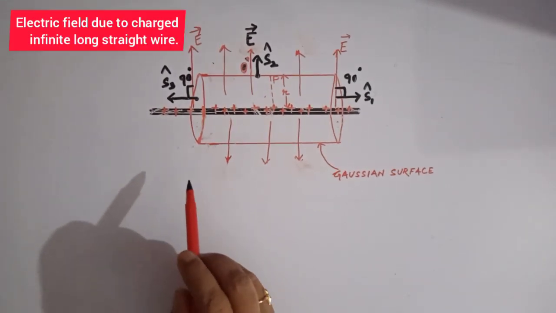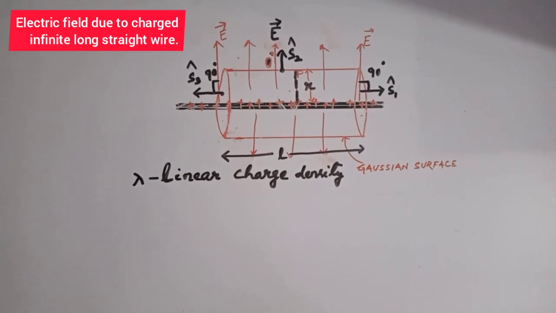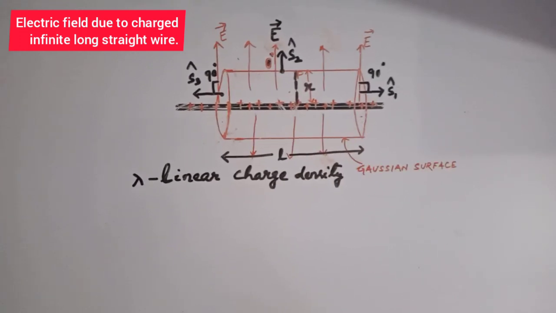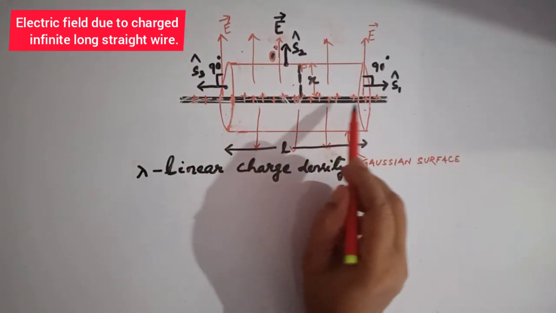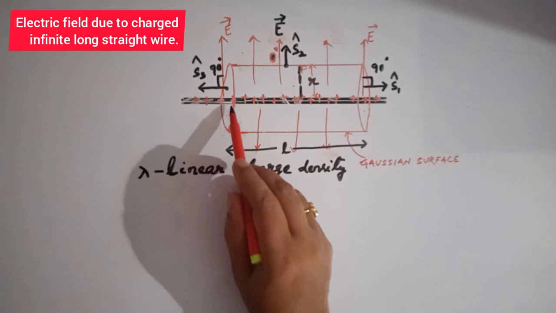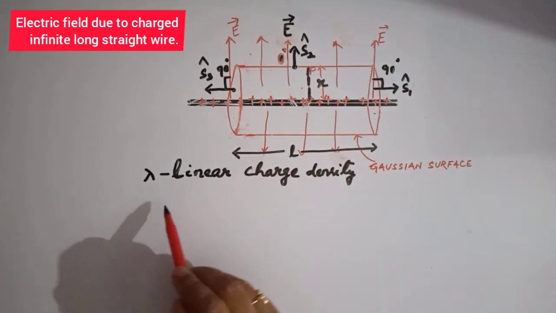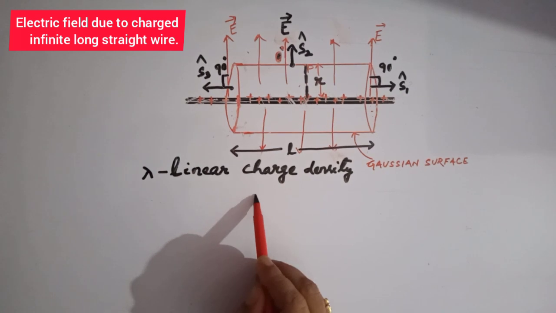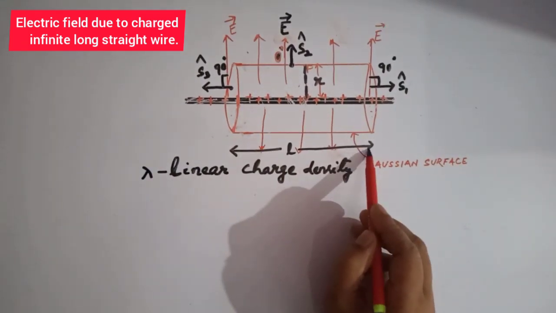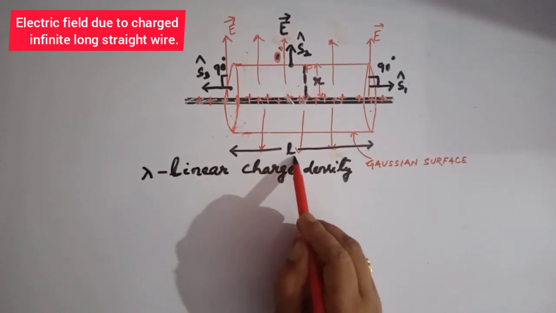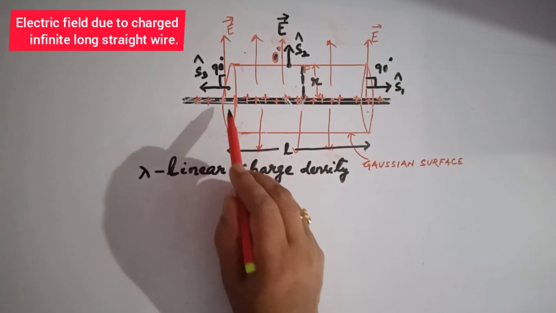It is given that lambda is the linear charge density. It means the charge per unit length. What is the charge of length L? This part of the linear charge distribution is enclosed by the Gaussian surface. If lambda is the charge per unit length, then the charge of this length L is equal to lambda into L, that is equal to Q, which is enclosed by the Gaussian surface, this part.